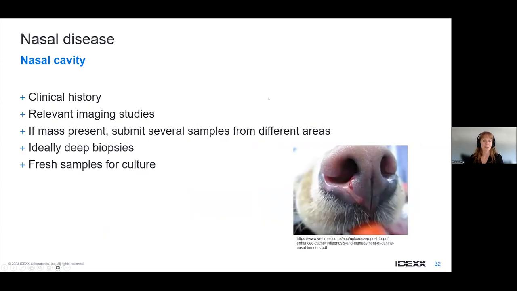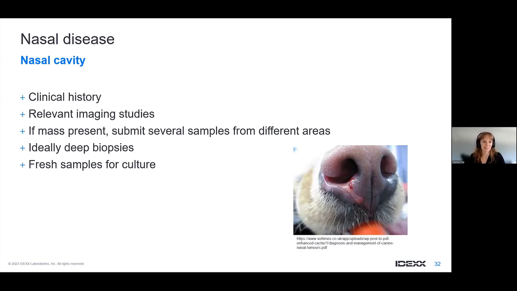Nasal cavity can be really tricky clinically. That's something we know. It's quite hard to avoid crush samples because of the bone in the nasal cavity, because of the turbinate bone. Again, it's very helpful to have the clinical history, including any imaging studies. Or if you suspect a mass, then it's helpful to tell us you suspect a mass and not just a rhinitis. And if a mass is present, it's really helpful to have samples from different areas, again, because there's a lot of secondary inflammation, a lot of mechanical irritation in this area, and it helps to avoid that we just look at the secondary changes.